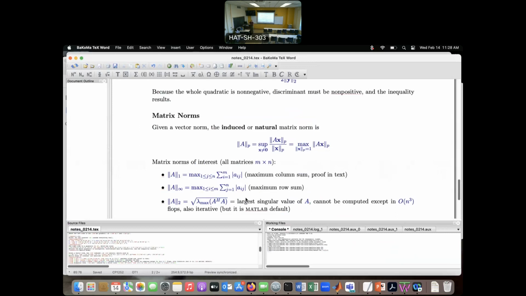Now, the difficulty with the two norm is it's very expensive to compute. In a general case, like computing the singular value decomposition or the eigenvalues, it takes order n cubed floating point operations. Since you don't want all the eigenvalues or singular values, you just want one in particular, but that could still be pretty expensive. Maybe it's possible to do it in n squared flops, but it's not easy.